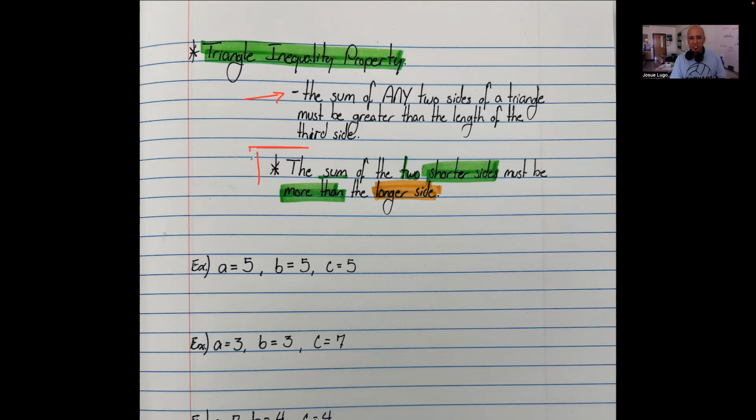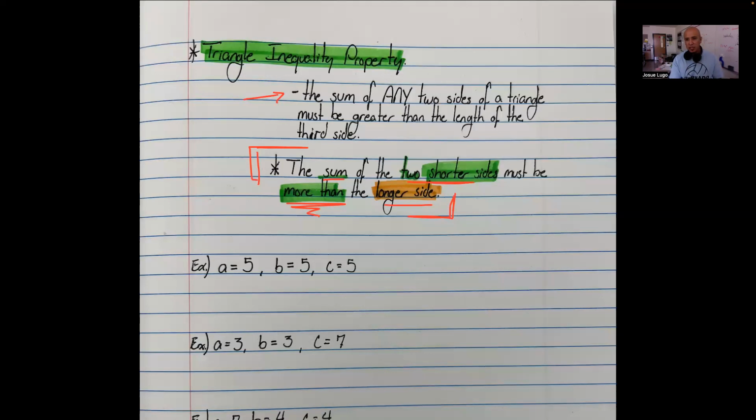But I really want you to pay attention to this right here. I'm going to go slower. The triangle inequality property basically tells us that if you were to add up the two shorter sides on a triangle, whatever you get from adding the two shorter sides must be more than the longest side. So again, for any triangle, if you take the two shorter sides and you add them up, that must be more than the measure of the longest side.